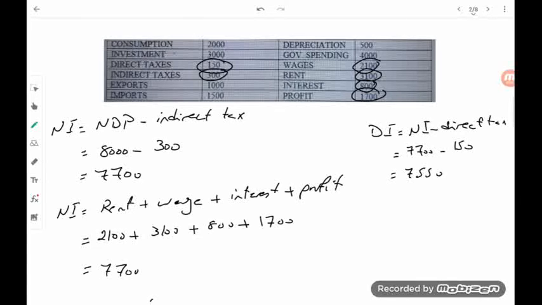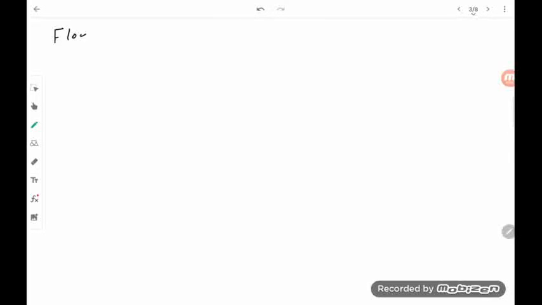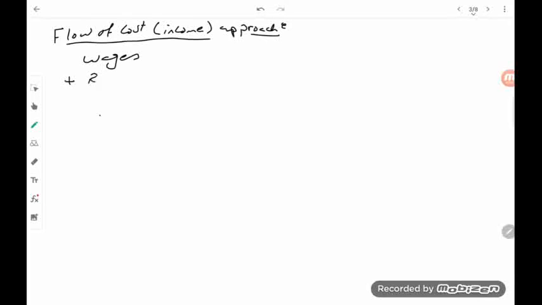What about the flow of cost or income or earning approach? According to flow of cost or flow of earnings, it is a summation of all costs of doing the business. So it is a summation of wages paid for workers plus rent plus interest plus profits. So this is the national income, and then you have to add depreciation in order to get net domestic product, and then you have to add indirect tax to get the gross domestic product.